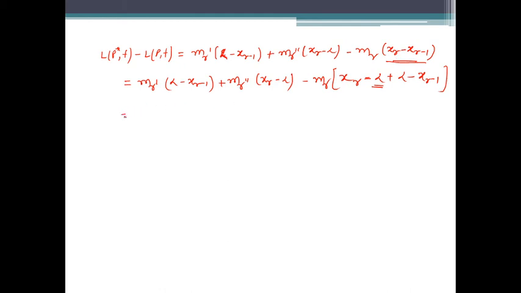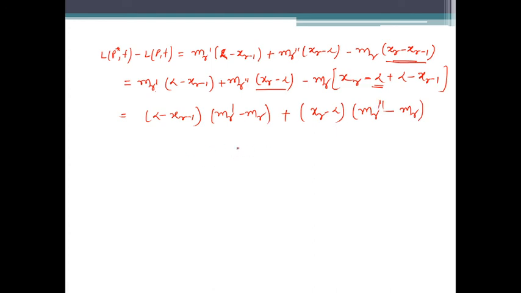Now we can write m r into (x r minus alpha), so we can take common (alpha minus x r minus 1). So we get m r dash from here and minus m r from here: (m r dash minus m r), and similarly plus (x r minus alpha) times (m r double dash minus m r), right?